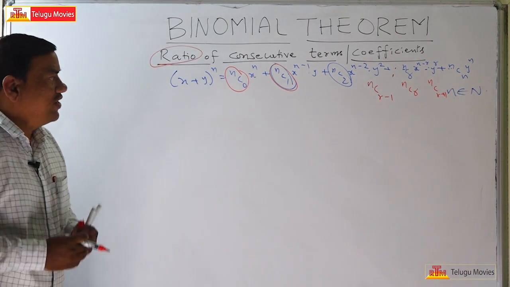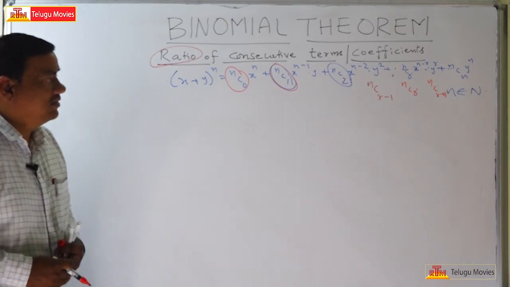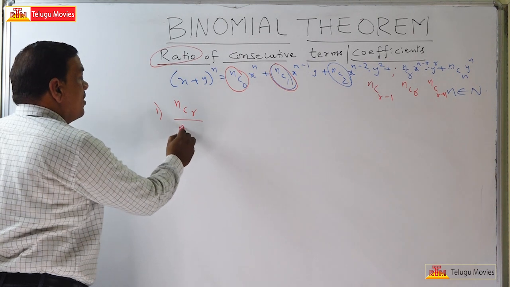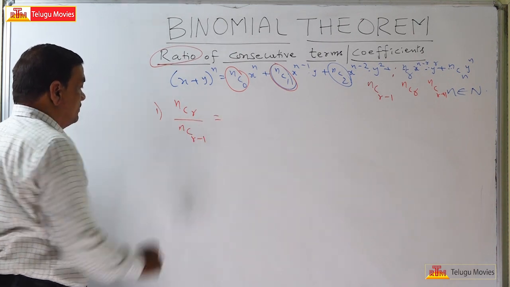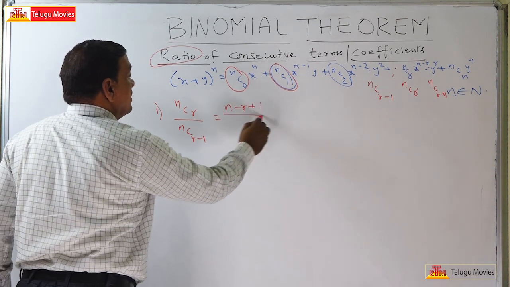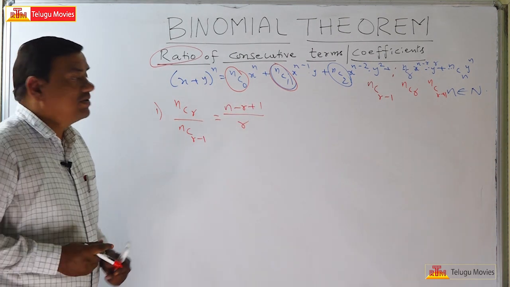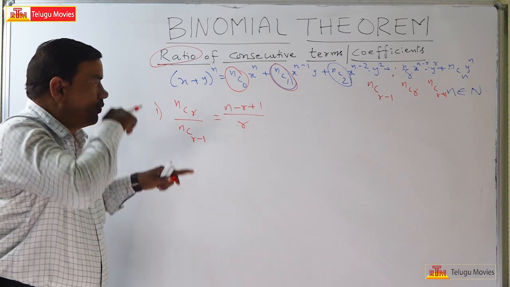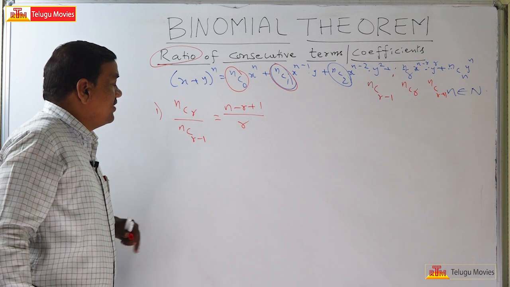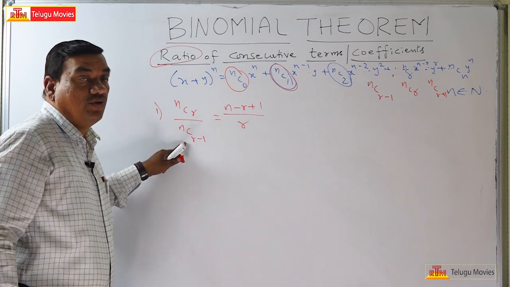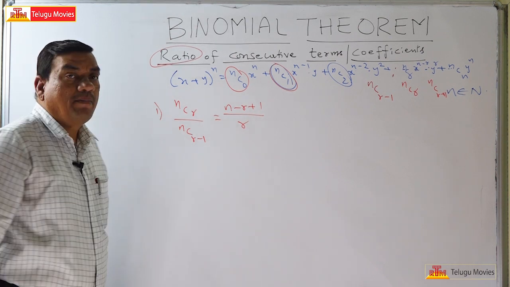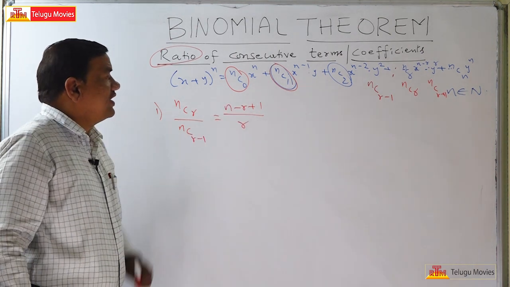So very nice formulas are there depending upon that. The very first formula is nCr by nC(r-1). This is given by the formula (n - r + 1)/r. How to remember? First, we have the proof. We can prove this, no problem. Here n!/((n-r)! r!) divided by n!/((n-(r-1))! (r-1)!). If you apply the formulas and simplify, you will get this answer.